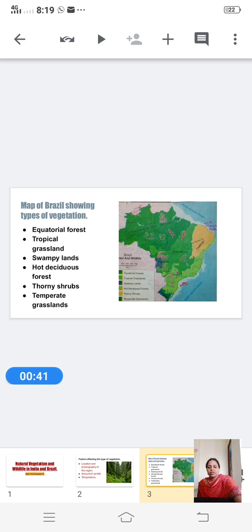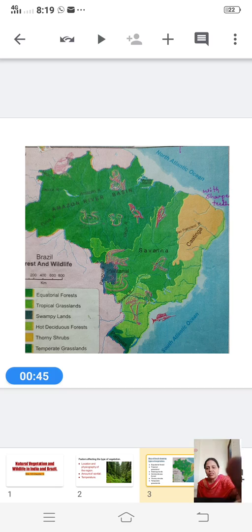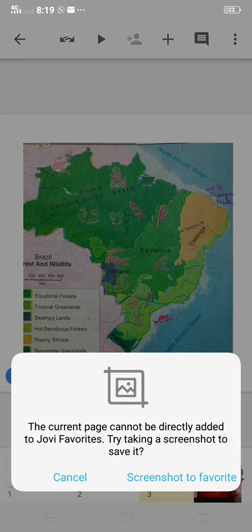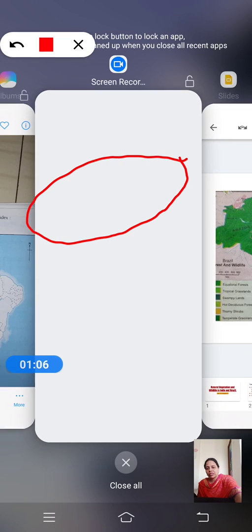Now, let us focus on the different types of vegetation found in the country of Brazil. Yes, starting from the north, we are having the evergreen equatorial forest in the northernmost part of Brazil. This is the first major division of vegetation. So let's get some more details about the same.